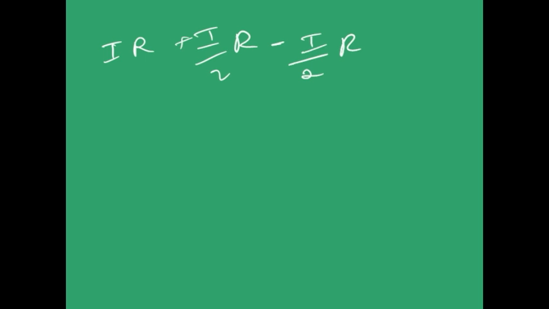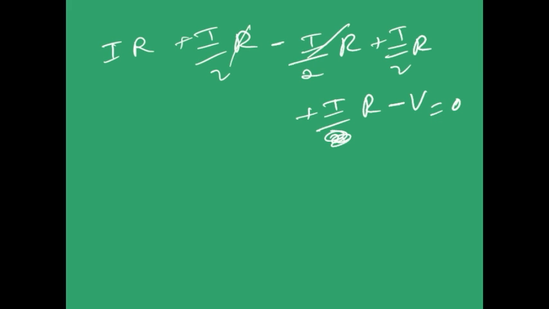Then from A dash to D dash, it is plus I by 2 R. And from D dash to my final point C dash, it is IR again. And it is a potential drop. Sorry. And finally, I'll encounter a battery, which is a potential gain. So what did you get here? You got a similar equation actually. I mean the same equation. V is equal to 5 by 2 IR.